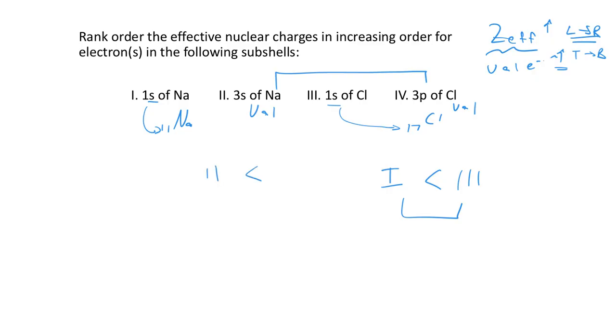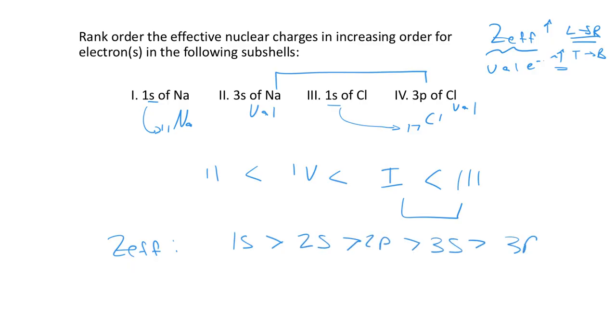So sodium should be a lot lower than the valence electron for chlorine, but the key is that those charges are going to be nowhere near as high as the charges for the 1s subshells that are closest to the nucleus. Another thing we can break down is the Z effective for these atoms would go in this order: their 1s subshells experience the greatest charge, then the 2s, then the 2p, then the 3s, then the 3p. So as you go further away from the nucleus, your effective charge on average is dropping for a given atom.